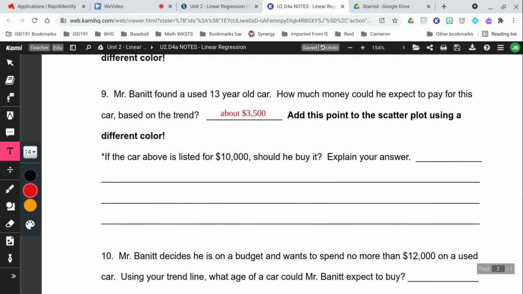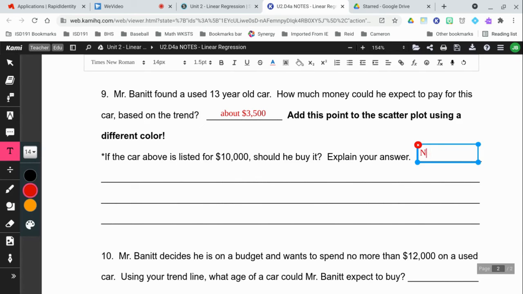All right, so how do we use this? It says if the car above is listed for $10,000, should he buy it? What do you guys think? If my trends tell me that that car is valued at $3,500, should I buy it for $10,000? Of course not. That would be a ripoff. So I'm just going to explain no.